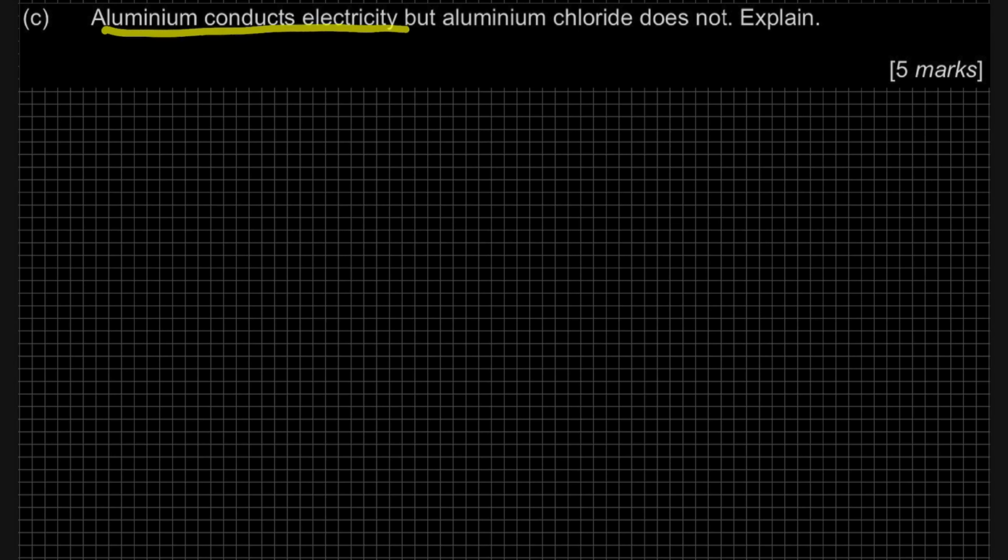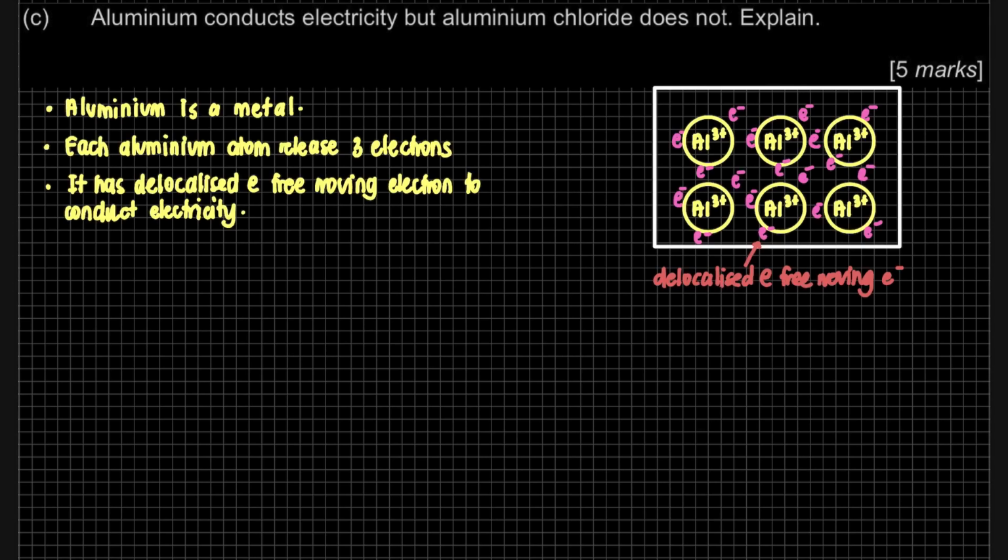Aluminium conducts electricity, but aluminium chloride does not. Explain. So this question actually refers back to question B. Aluminium is our metal, so it is about our metallic bond. We have to explain it in terms of words because there are 5 marks. So what I'm going to explain first is in terms of aluminium. There are 3 points there. First point, you mention that aluminium is a metal. So for each aluminium atom, it can donate 3 electrons.